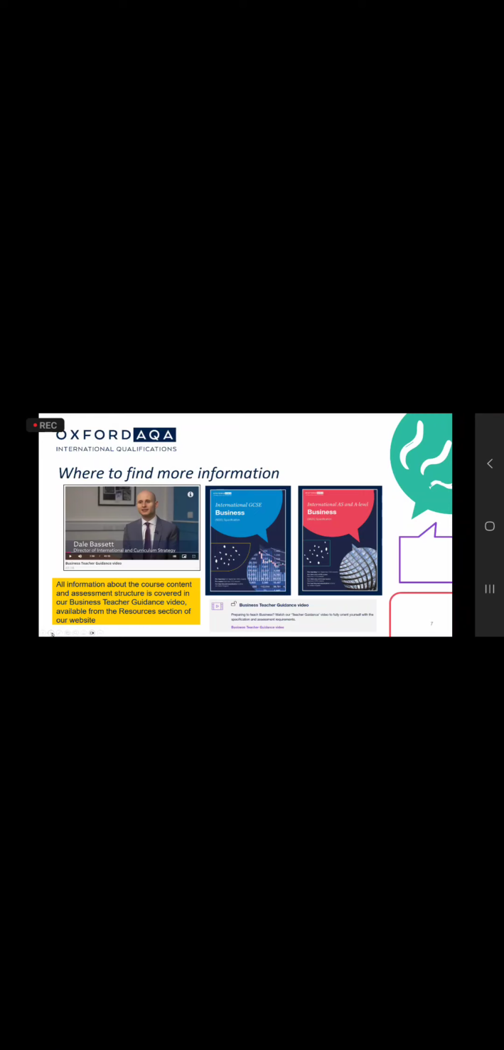The examining process is quite a long and extended one. From the initial idea for a paper to it actually being sat is over a year. It's a very long process with lots of stages to make sure that the quality is right, that it is accessible, that the paper's going to work, etc. And at each stage, we are mapping and checking against the specification. So where does this lie on the spec?